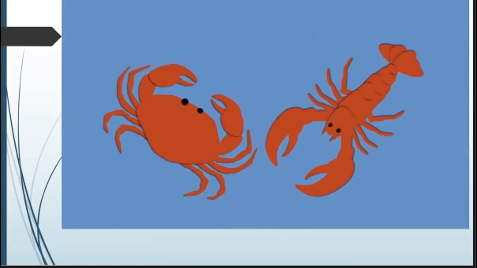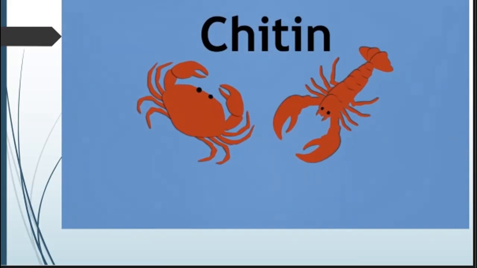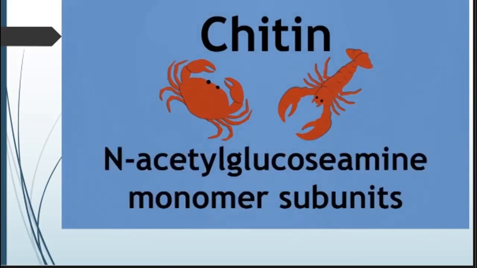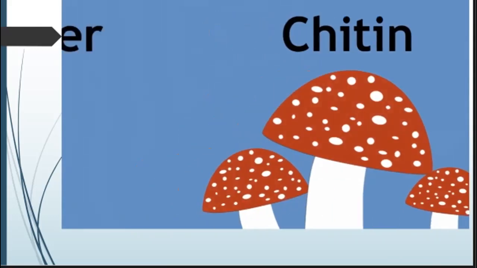The exoskeleton, or shells of crustaceans, such as crabs and lobsters, are formed from chitin. Chitin is a polymer made of repeating N-acetylglucosamine monomer subunits whose structure is derived from glucose. Interestingly enough, chitin is also found in the cell walls of fungi, most notably mushrooms.